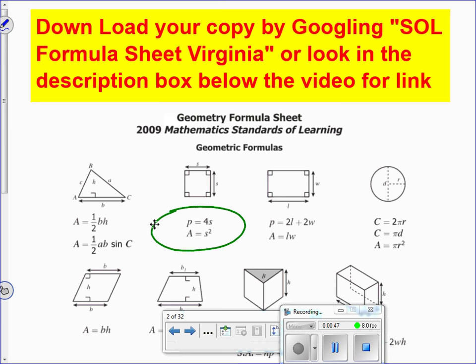Also, this is the geometry SOL formula sheet, and it is also included in those notes. But if you're not going to print that up, at some point I would suggest that you Google that form and have it at hand, so you can see what's going to be provided formula-wise on the SOL, and what things you need to memorize as you work through this section.